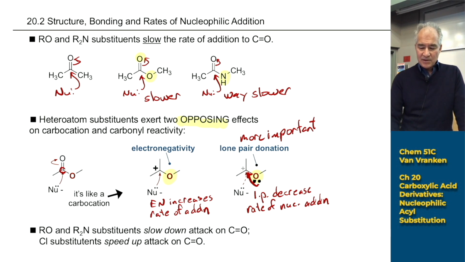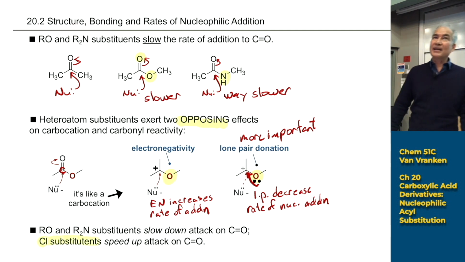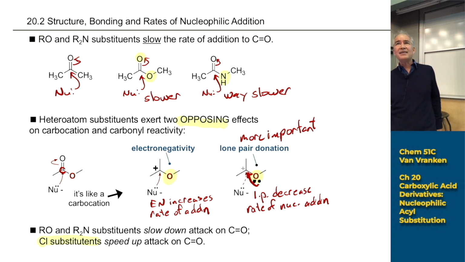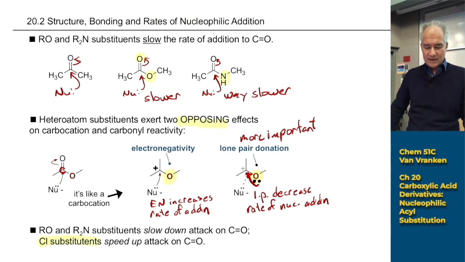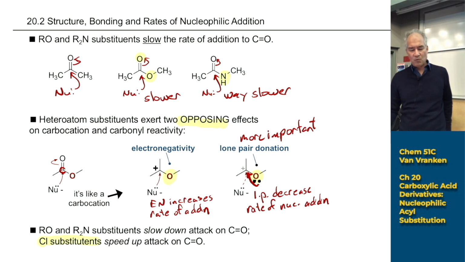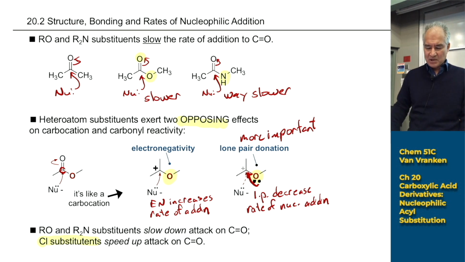Now we're going to see in just a second something that's quite odd. It won't make any sense to you yet, I don't think. And that is that chlorine substituents have lone pairs and they're electronegative, but they speed up the rate of addition. Acyl chlorides are super reactive. And I'll explain that very simply in just a second. Why is chloride different from nitrogen and oxygen?